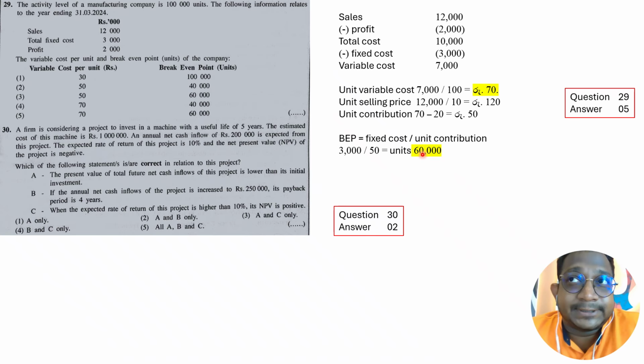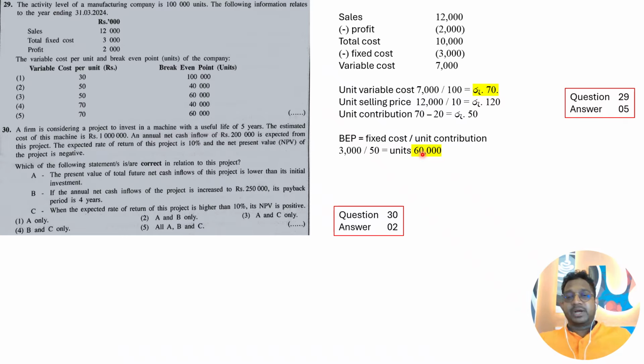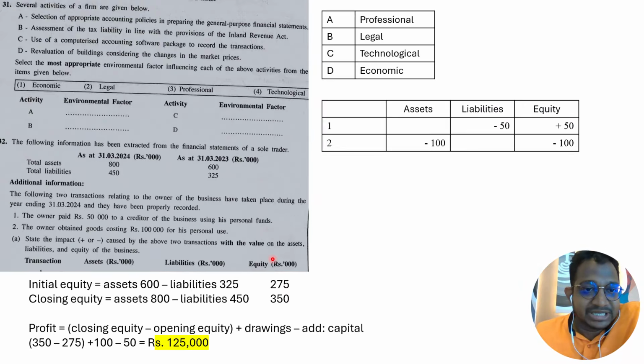So let's move to the last 20 questions, where you have to write down short answers. Okay. 31. Several activities of a firm are given below. A. Selection of appropriate accounting policies in preparing the general purpose financial statements. It falls under professional environment. Assessment of tax liability in line with the provisions of the Inland Revenue Act falls under legal environment. Use of computerized accounting software is technological environment, and evaluation of buildings, considering the change in market prices, is economic factor, right?